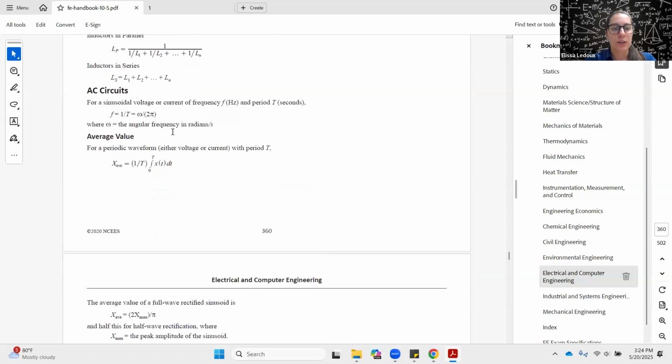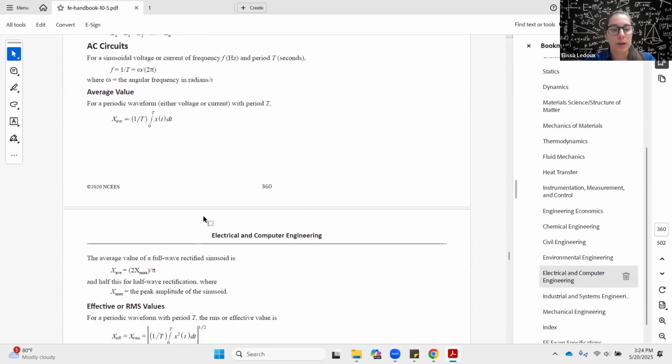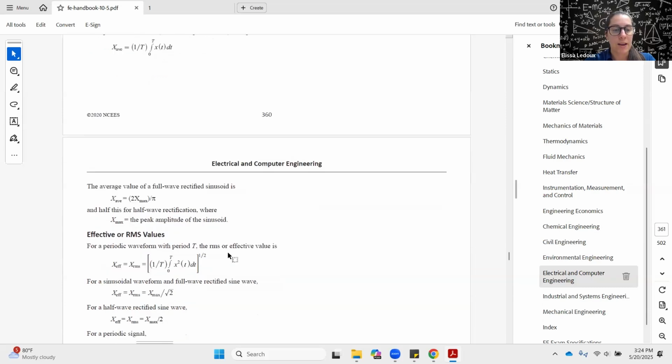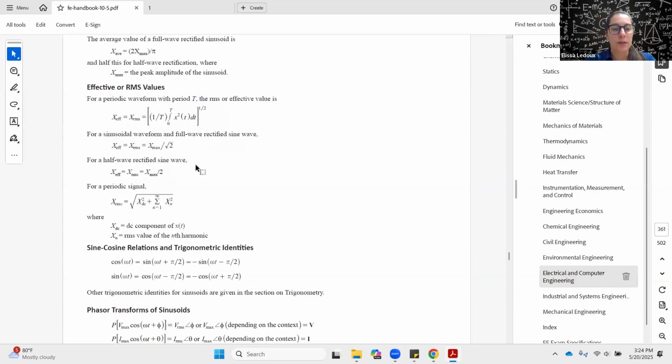Now for an AC circuit, you'll have a sinusoidal voltage wave. So you can get the average value using this formula. And for full wave rectification, and for half wave rectification, it's literally just the peak amplitude of the sinusoid. The RMS value is probably something it will ask you about. So basically the RMS is going to be the maximum value divided by the square root of 2 if you have a full wave rectified.